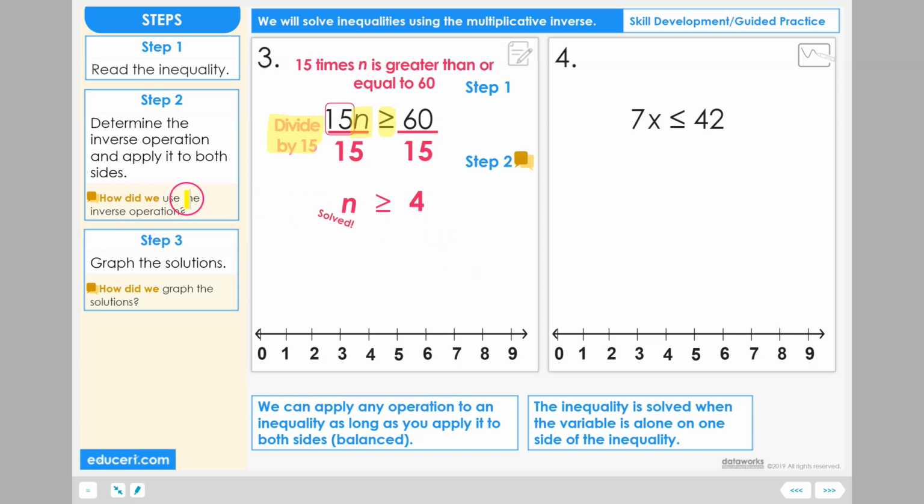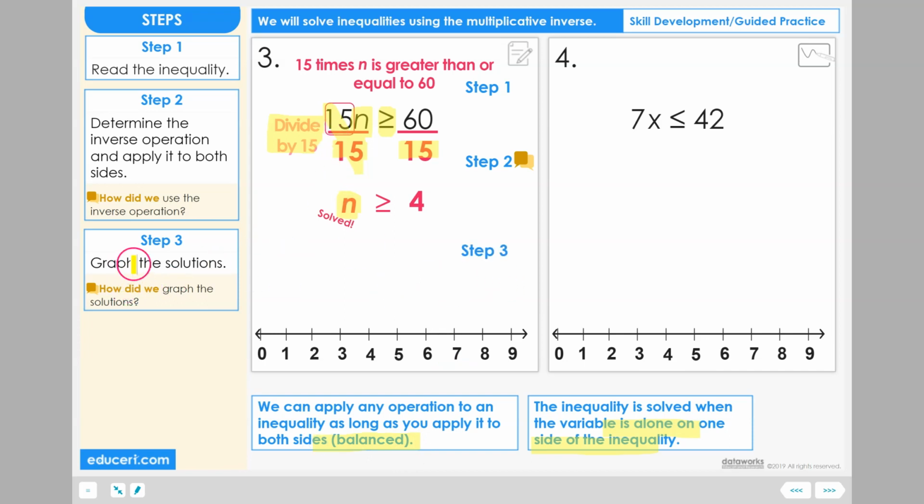How did we use the inverse operation to solve for the variable n? We use the inverse operation divide by 15. This makes the variable alone on one side of the inequality to have a solved inequality. And of course, we divided on both sides by that 15 to make sure that the inequality stayed balanced.